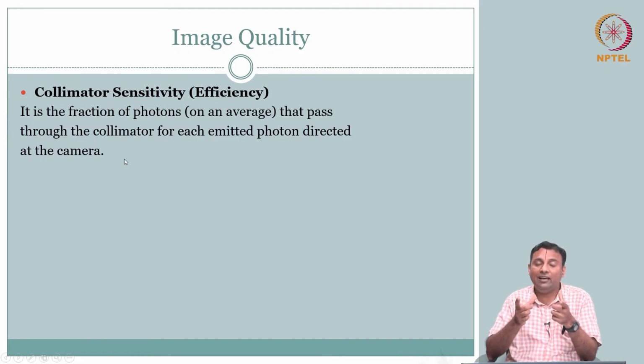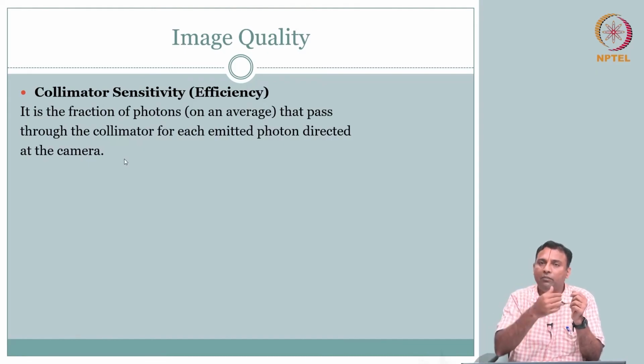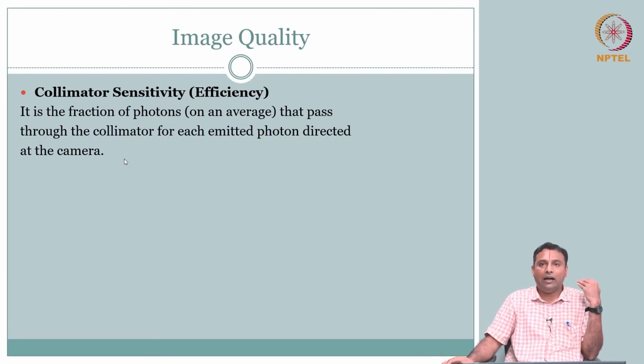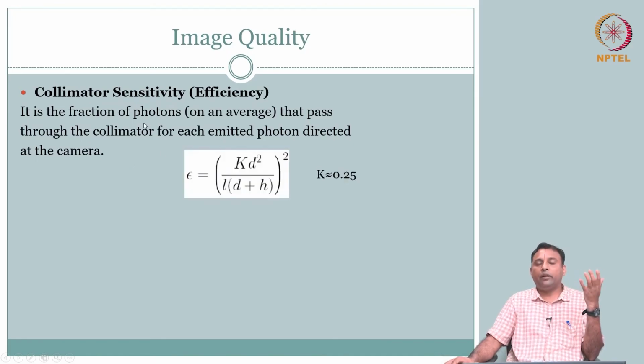So, if you increase the L, your resolution is improved, but then there is a good chance that it is going to be very specific. It is not going to let anything come at certain angles, because it will hit the lead. If it is tall, right, there are fewer acceptance angles. Therefore, the number of photons that are going to come through and hit the detector after the collimator is going to reduce. Okay. So, your collimator sensitivity or efficiency is roughly worked out like this, where k is approximately 0.25.